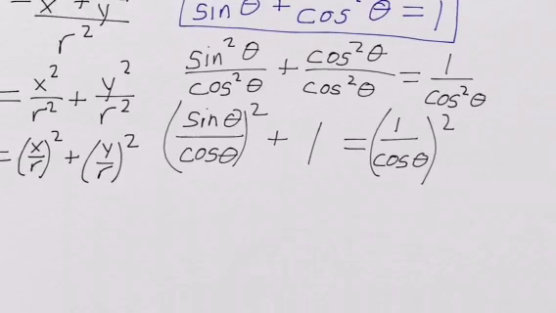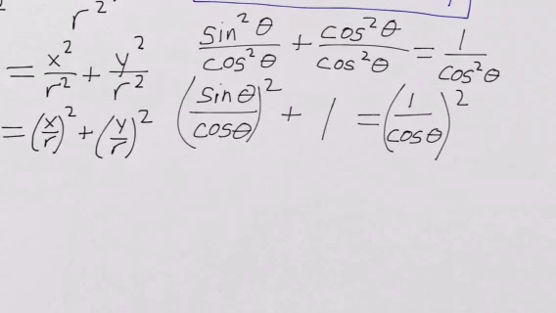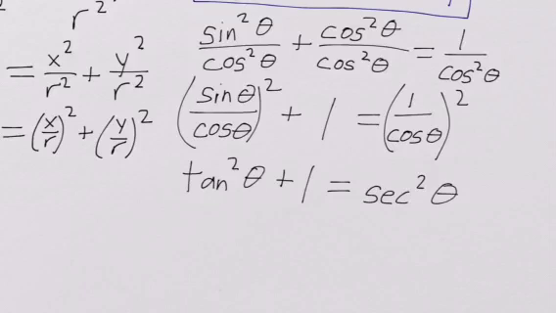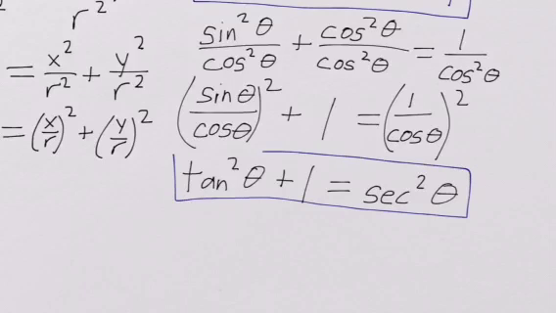So now we're going to use those reciprocal identities that we derived in the last section. So we can say tangent squared theta plus 1 is equal to secant squared theta. So that's if we divide the base Pythagorean identity by the cosine squared of theta.